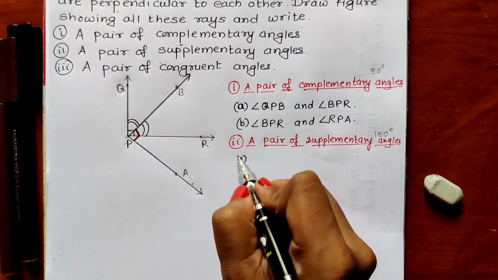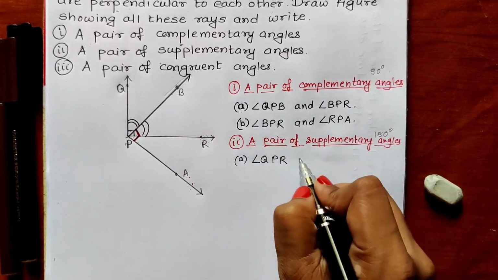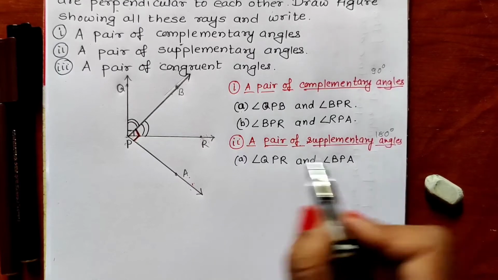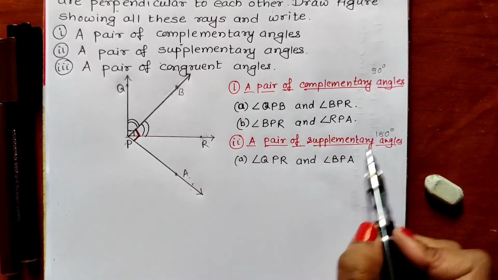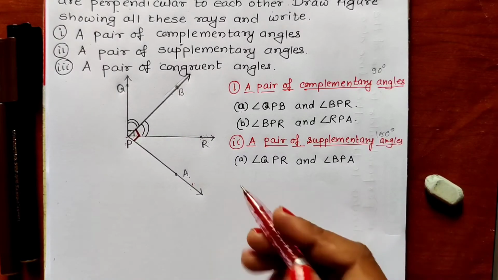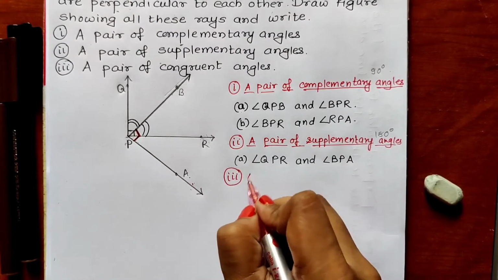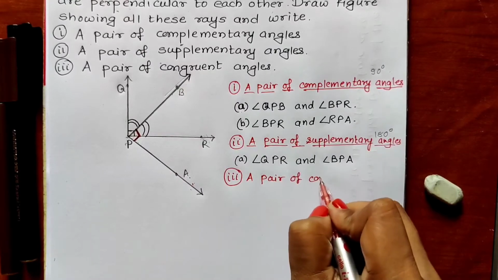There is only one pair: angle QPR, which is of 90 degree, and angle BPA, which is also of 90 degree. QPR and BPA both are 90 degree, and 90 plus 90 will be 180 degree. And then we will have to write a pair of congruent angles.